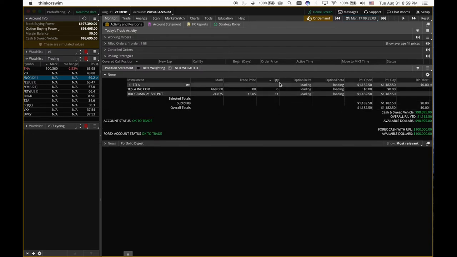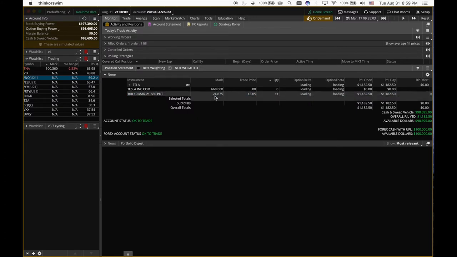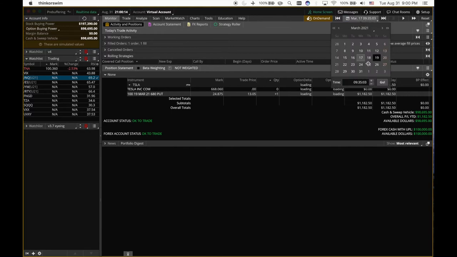It's great. I have one put position that I bought at 1.3K, but now it's trading at 2.4875K. It's great, so I'm up $1,000 in what, in 2 days? This is amazing, right? So there are a few things I can do.